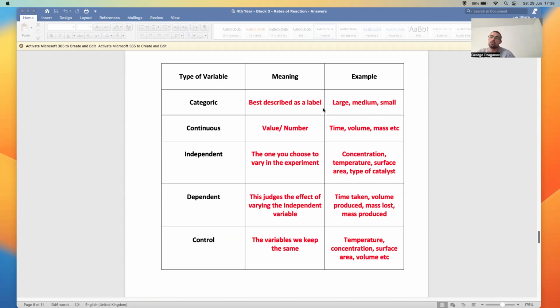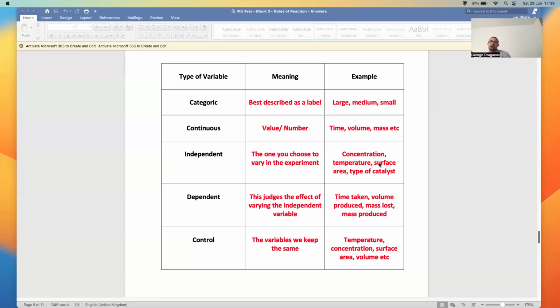Independent means the one that you change. Dependent means the one you measure. And control means the one you keep the same, to keep a fair test as such. But we don't say to keep a fair test. So it really depends on your reaction. Think for rates, if you're investigating one of them, keep everything else the same.